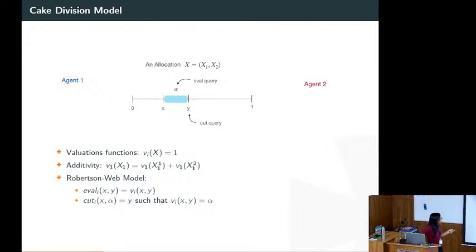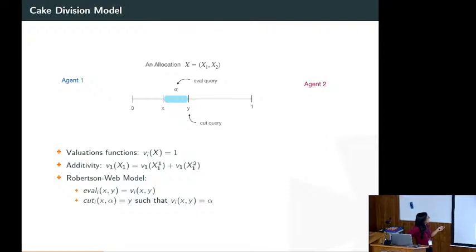Yeah, so if you look in the figure here, the eval query outputs alpha, which is the value of this interval, and the cut query outputs the value y. Where should you cut the cake so that this agent I receives a value of alpha from the interval x and y. This is a very simple model, and it will be really interesting to see how it can simulate many cake division algorithms with this simple setup. With these two kinds of queries, we can find fair divisions of the cake in many aspects.